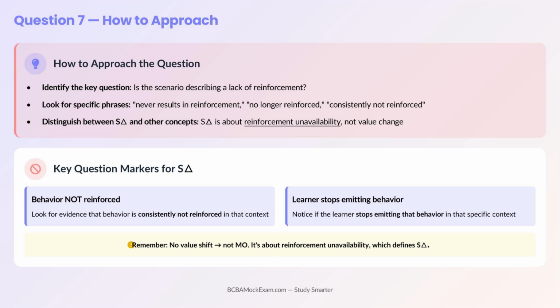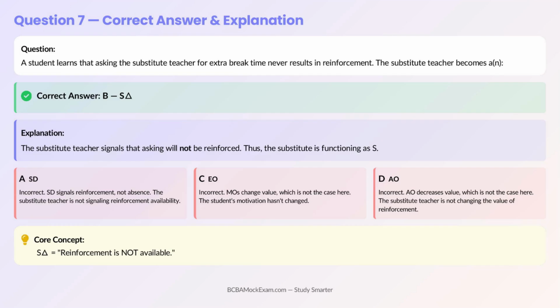S delta is specifically about reinforcement being unavailable, not about value changes. You also look at whether the learner stops engaging in the behavior in that particular context, which matches the defining function of S delta. When no value shift is described, and the only issue is reinforcement unavailability, the correct identification is S delta. The correct answer is B, S delta.